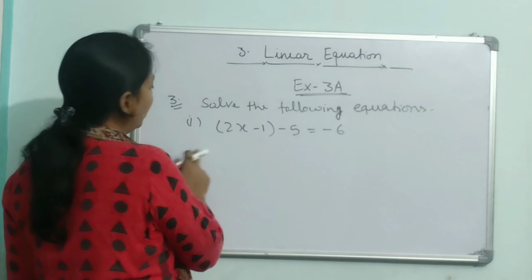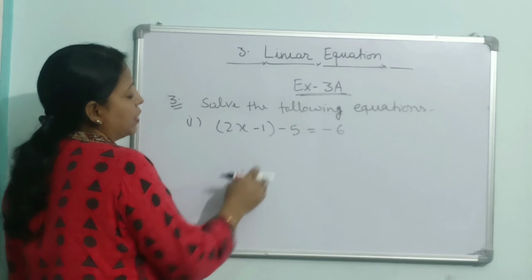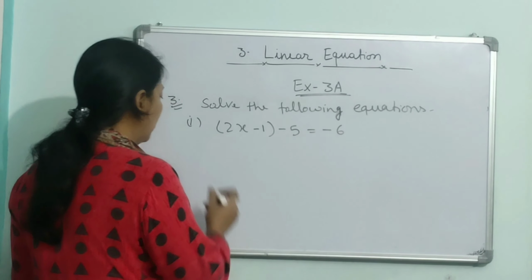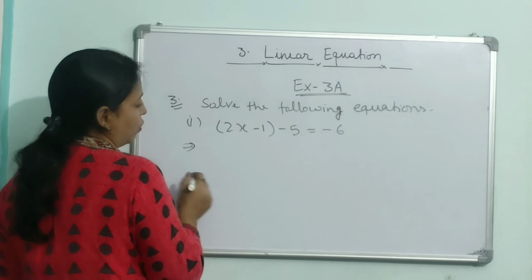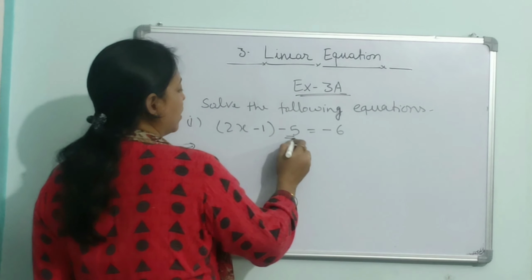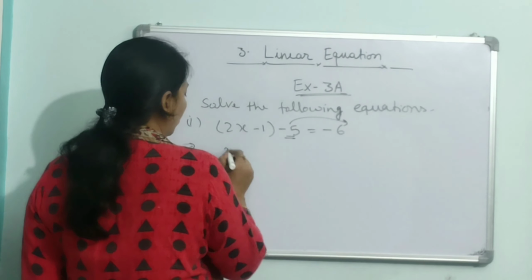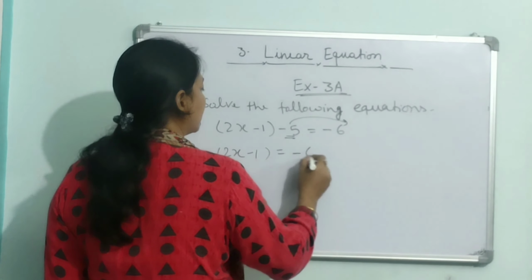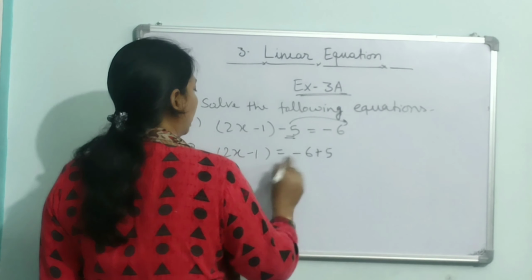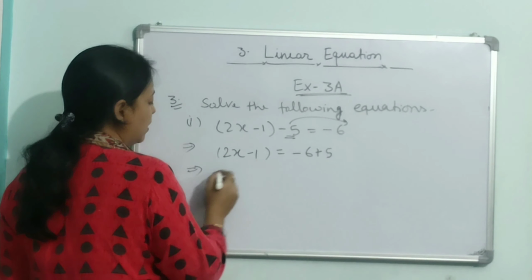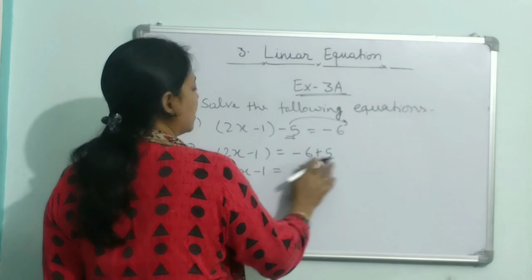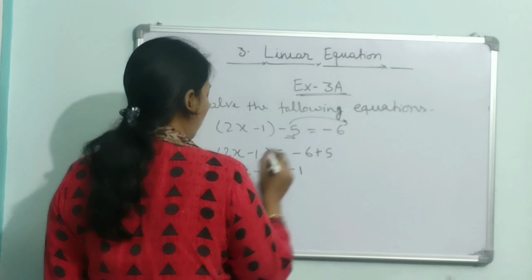Question number 3, first one. 2x minus 1 minus 5 is equal to minus 6. This is your linear equation and you have to find the solution of this equation. So first we will transfer this minus 5 on this side. So you will get 2x minus 1 is equal to minus 6 plus 5. Here we have to use the rule of integer for adding that. 2x minus 1 is equal to minus 6 plus 5 is equal to minus 1.